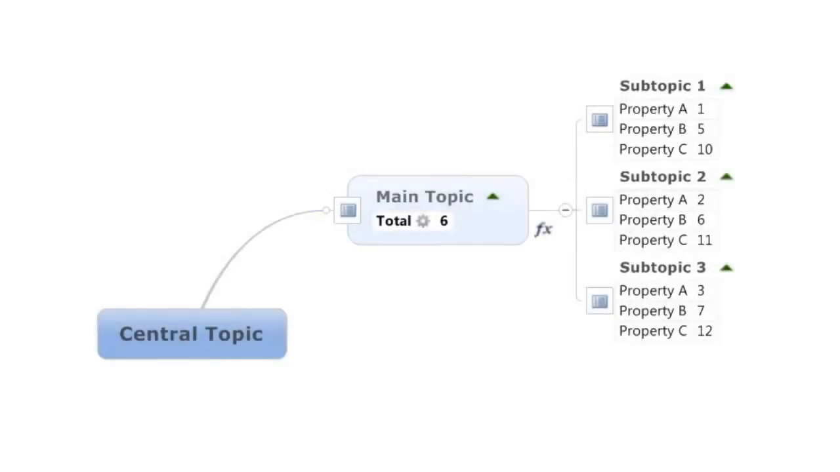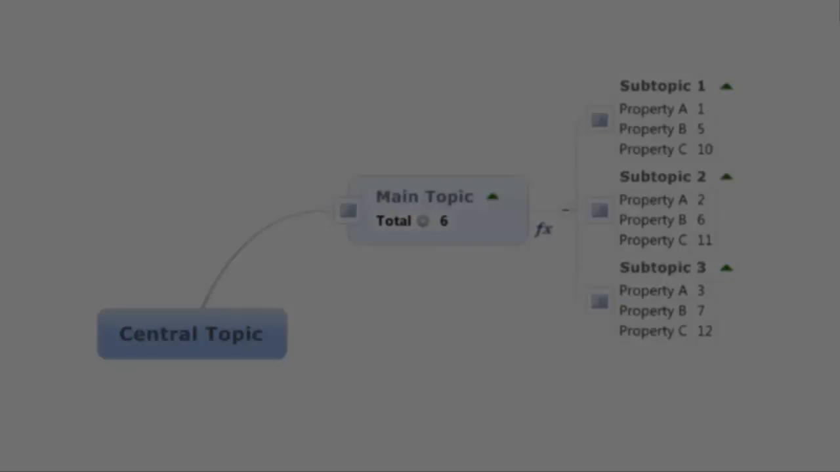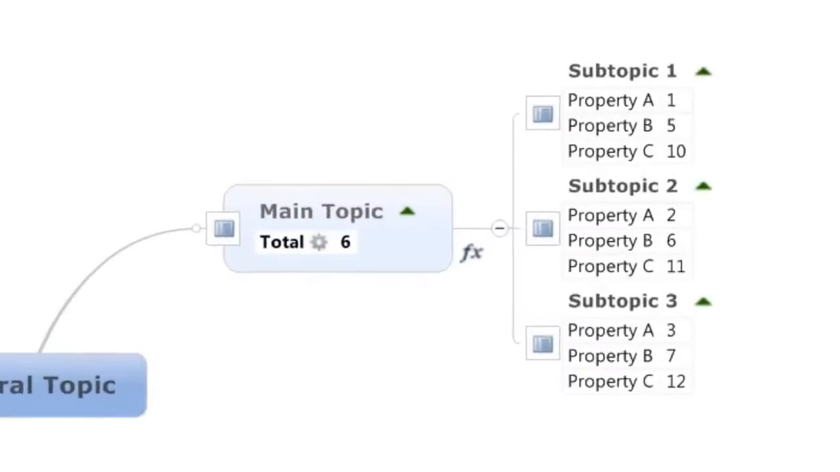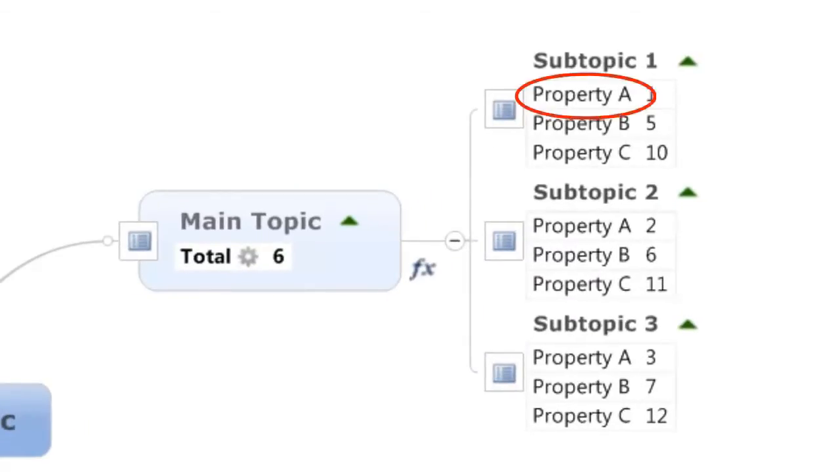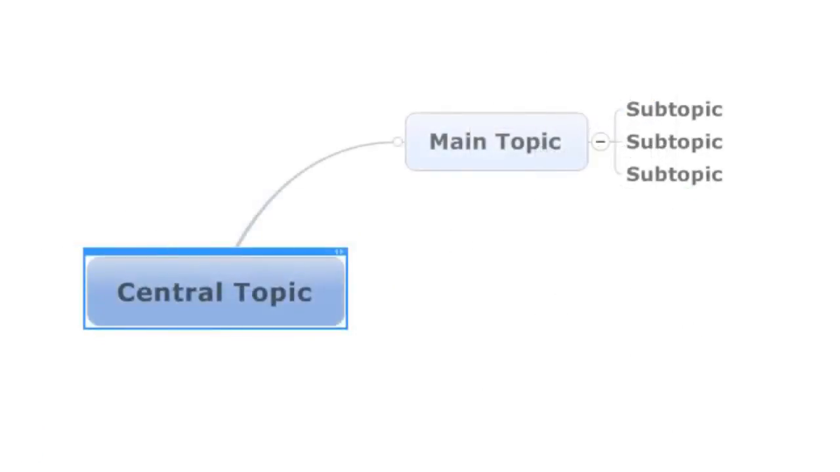When it comes to creating formulas in MindManager, there are three terms that you need to be familiar with: topic properties, values, and topic ranges. Topic properties hold the values that are used in your formulas to create calculations, and they're the first item you need to set up. To start, create a map similar to this one.